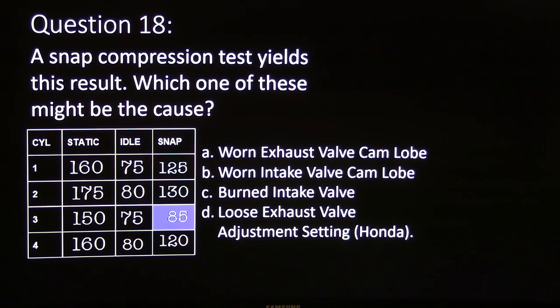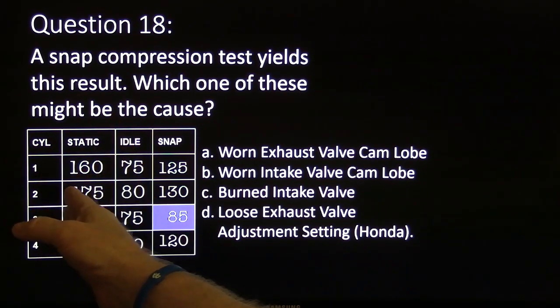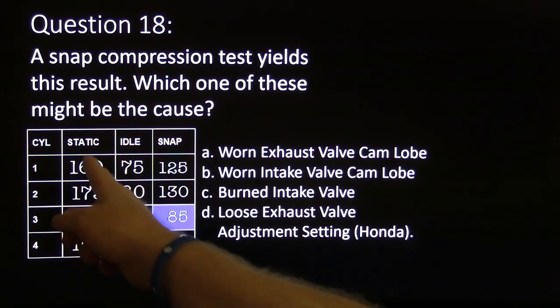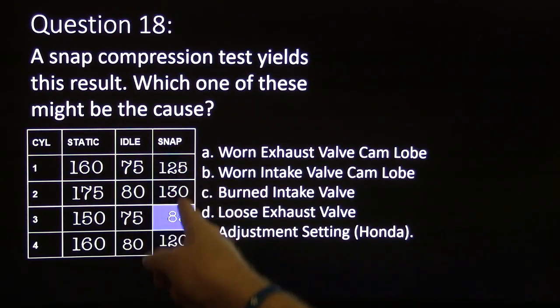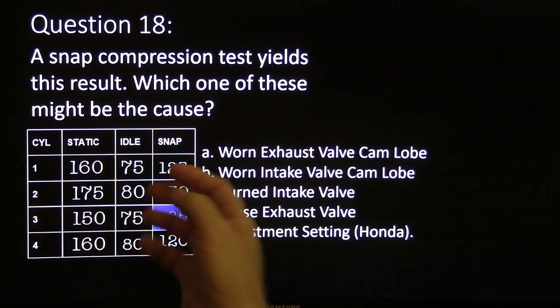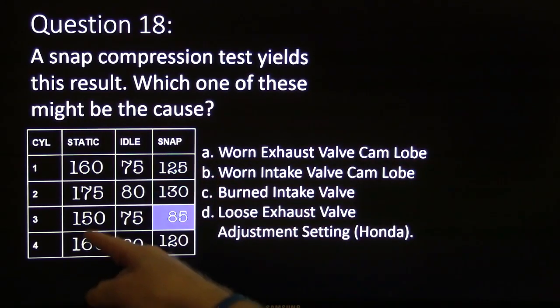Question 18. A snap compression test yields this result. Which one of these might be the cause? Now this is dynamic compression testing, where you've got the compression gauge installed in one of the spark plug holes, the one you're checking at the time. In other words, you move it from one hole to the next. And then you have a static compression reading that you read whenever you're just spinning it over. Then you've got one you take at idle, and then you've got another one you take when you snap the throttle with the engine running and in that hole.